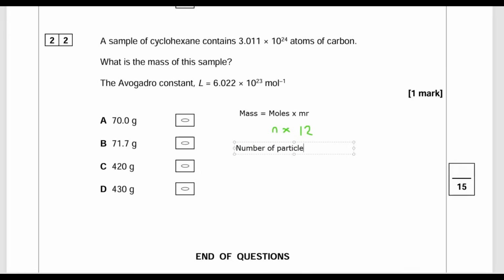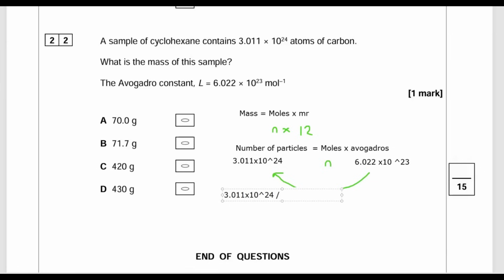Let's work out the moles. We can work it out from the Avogadro equation. If you don't know it, number of particles is moles times Avogadro. So I can rearrange that and go, well, I know the number of particles is 3.011 times 10 to the 24, and I know Avogadro's, and if I rearrange that, I can make moles the subject, divide both sides by Avogadro's, and I'll get 3.011 times 10 to the 24 divided by 6.022 times 10 to the 23. So I'm rearranging this equation, and this is going to give me the number of moles, which is 5. Okay, so there are 5 moles of carbon atoms.